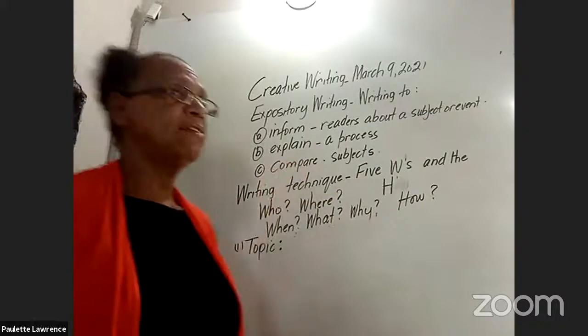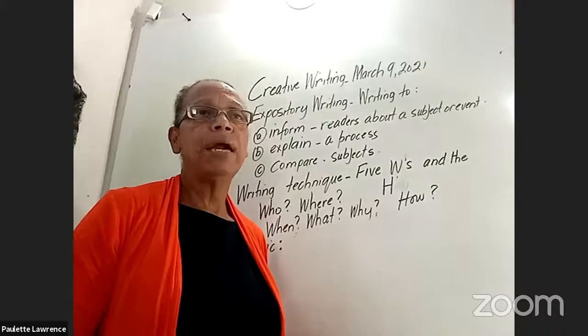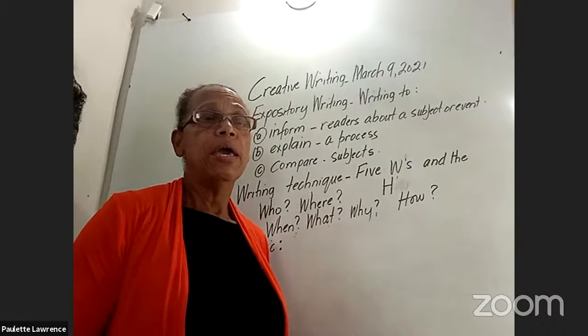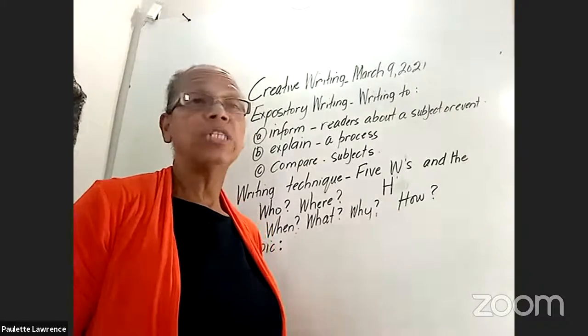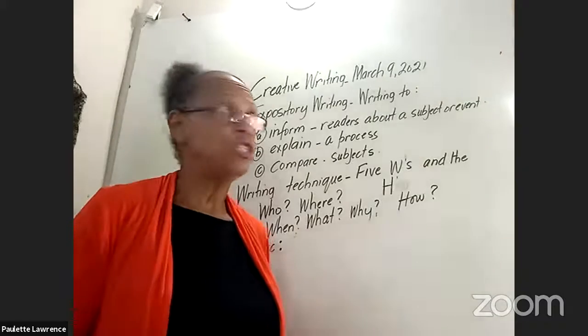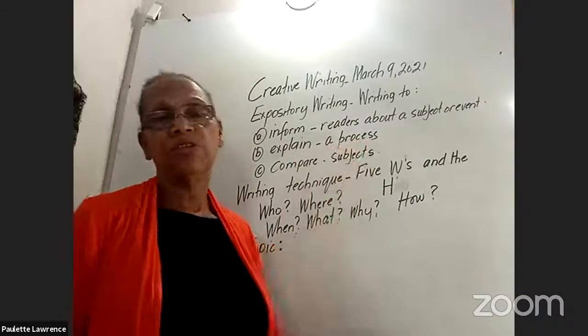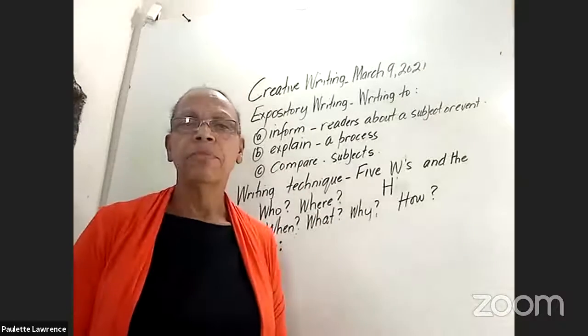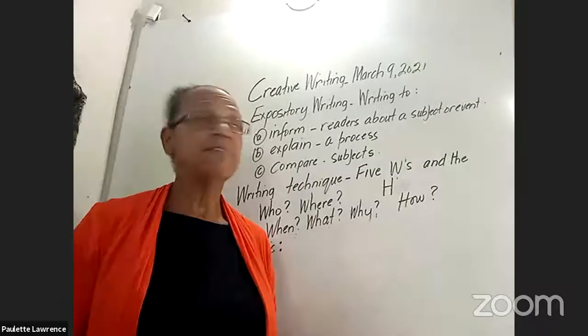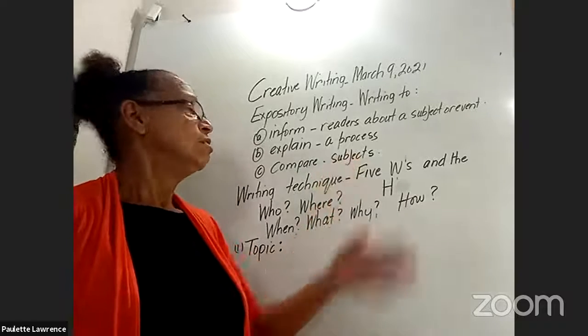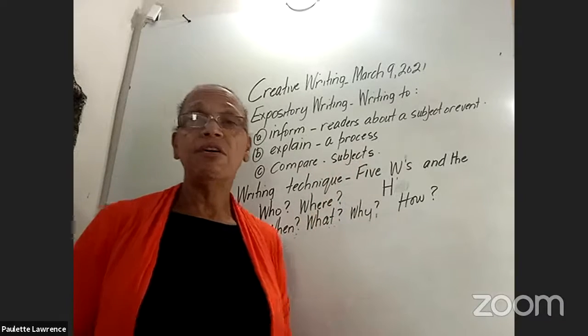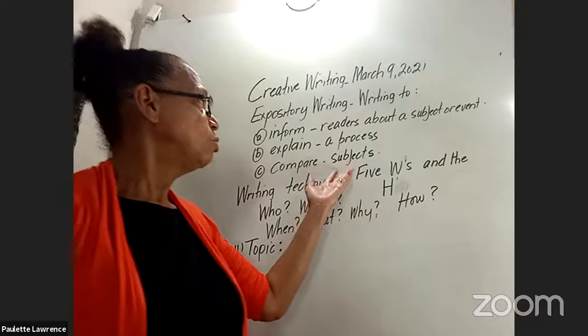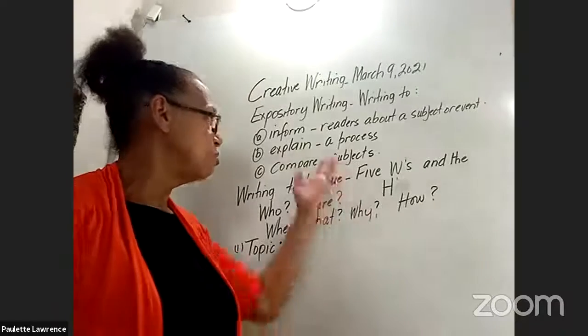To explain a process, if you want to explain how to bake a muffin or a pancake, or you want to explain how to send a text message, you can use expository writing. You can compare two subjects, as I said before, Jamaica and Japan, Jamaica and Ghana, or two birds to compare, you can use that.